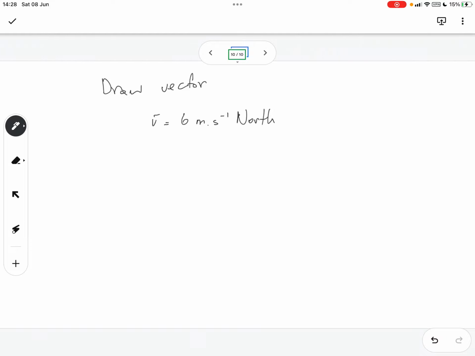So if we have to draw a vector, for example, let's say our vector is 6 meters per second north. That's a velocity vector, right? Then we can say 1 centimeter is 2 meters per second.